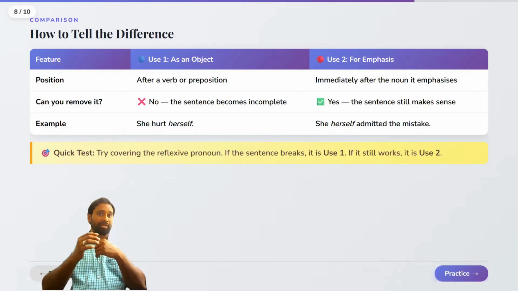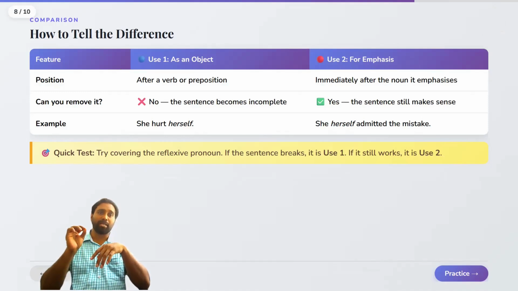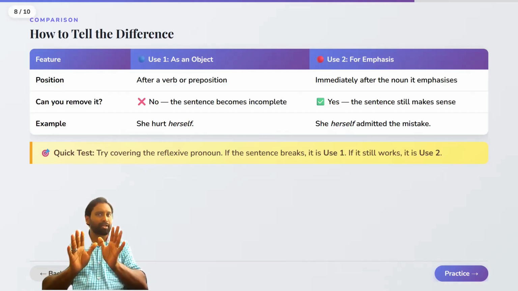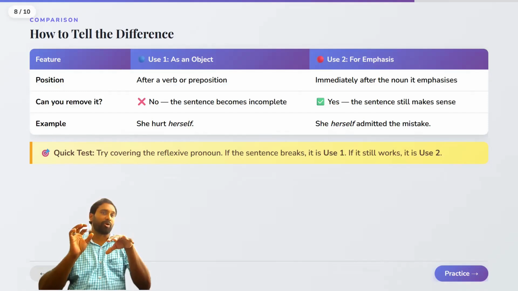Look at the second example sentence. She herself admitted the mistake. Remove the reflexive pronoun herself. What do you get? She admitted the mistake, which makes perfect sense. Clear? Okay. Now it's time to put your knowledge to the test.